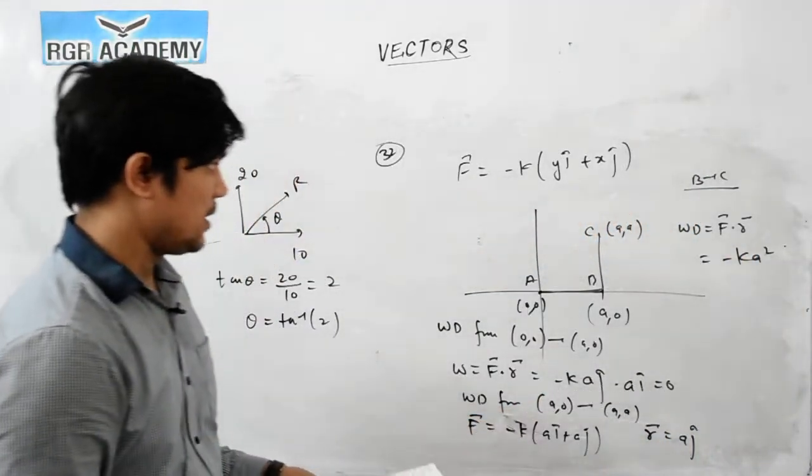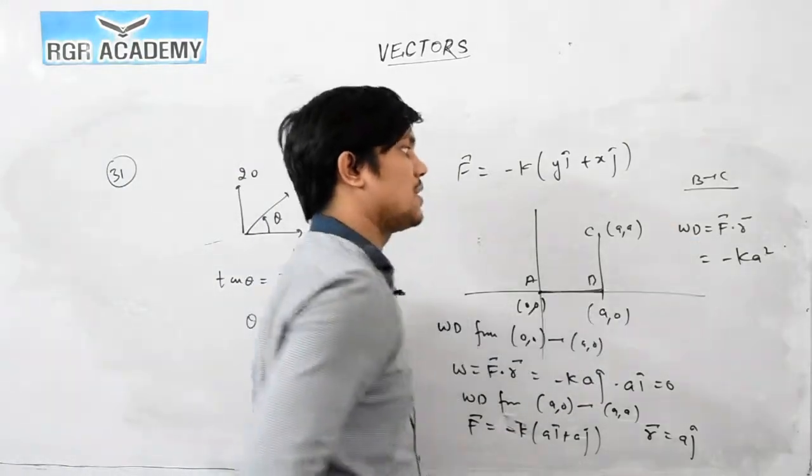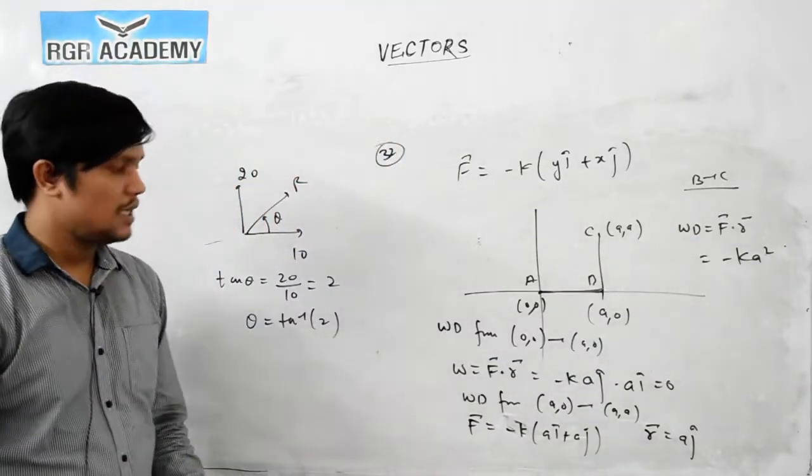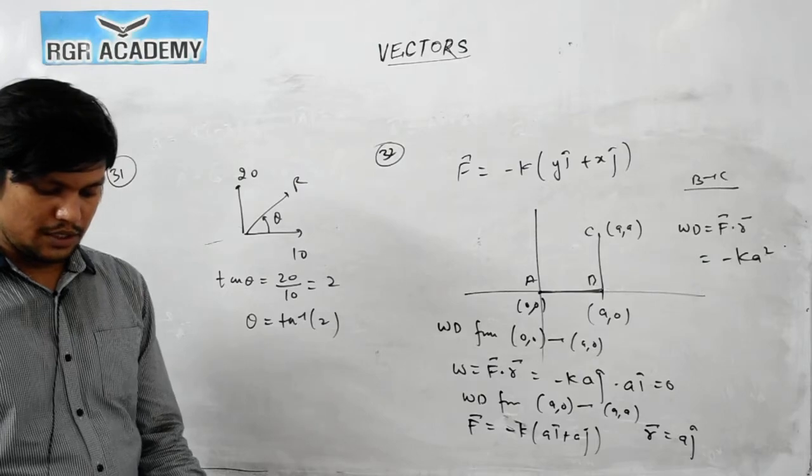So for the total work done, in the first case the work done is 0, and in this case the work done is minus k a square. So the answer is minus k a square. For question number 32, option number 4 will match.